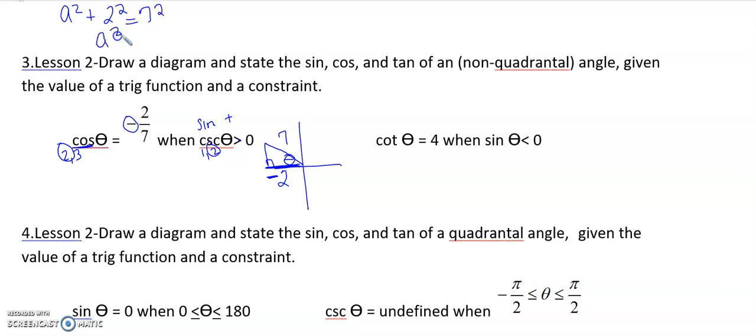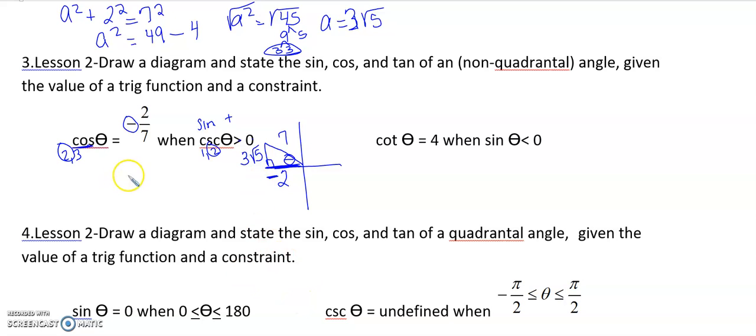Then we're going to take 49 and subtract 4. So a squared is 45, and we're going to take the square root of both sides. Now 45 can be split up into 9 times 5, and 9 can be split up into 3 and 3. So a is 3 square root of 5. Okay, so that is the opposite side of our triangle.